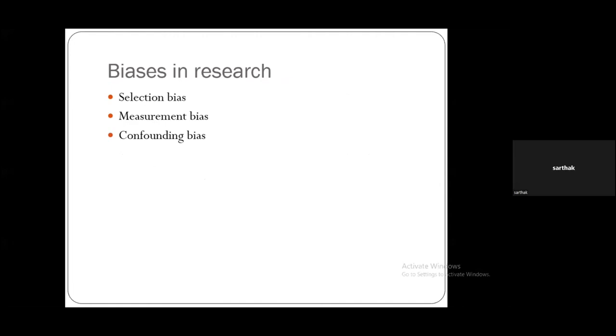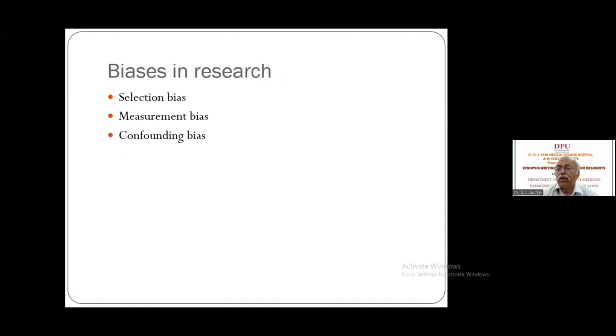Selection bias. Suppose you take only people who are from upper socioeconomic status, and vitamin D may be just one factor. There may be other factors which may be protecting them. So you may get a wrong impression. That is selection bias if your sample is not representative.